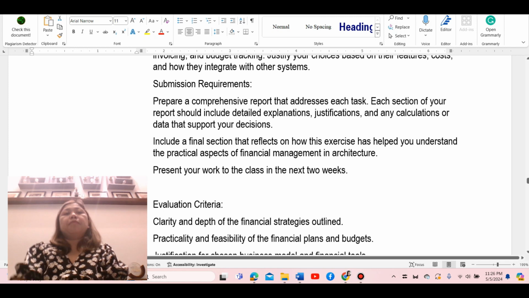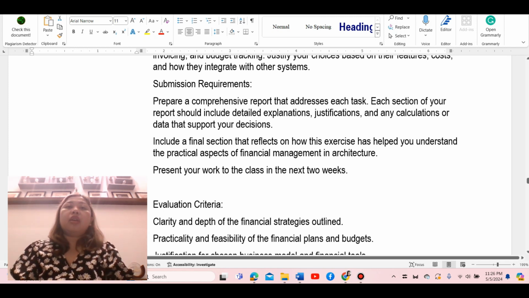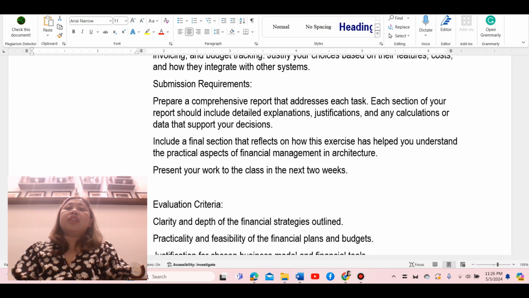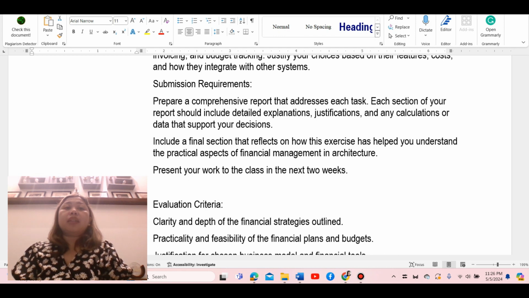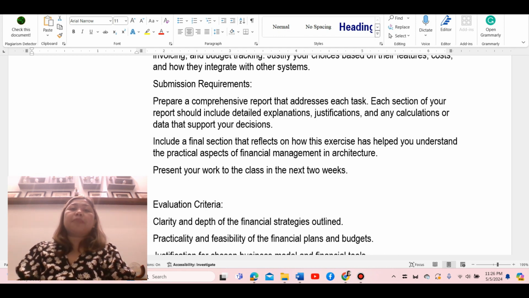Submission requirements, you prepare a comprehensive report that addresses each task. Each section of your report should include detailed explanation, justification, and any calculation or data that support your decisions. Include a final section that reflects on how this exercise has helped you understand the practical aspects of financial management in architecture. So this is for your individual task.